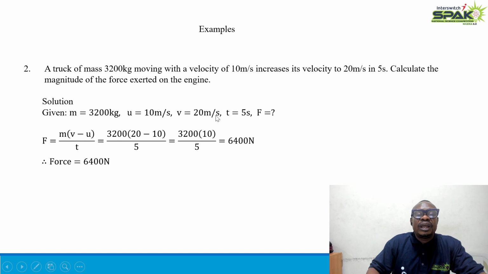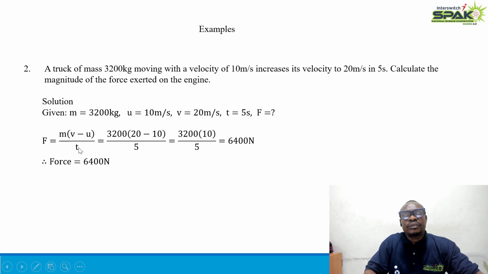So F, m, u, v are all given. They are all the variables that we have here. So what formula has all these variables? We key into F equals mass times (v minus u) all over t. So plug in these values and solve. Subtract 20 minus 10, which gives you 10. Then when you solve, finally we have our 6,400 newton.